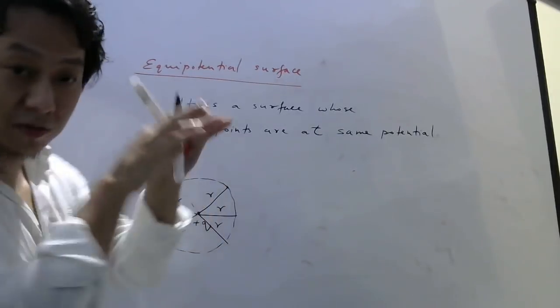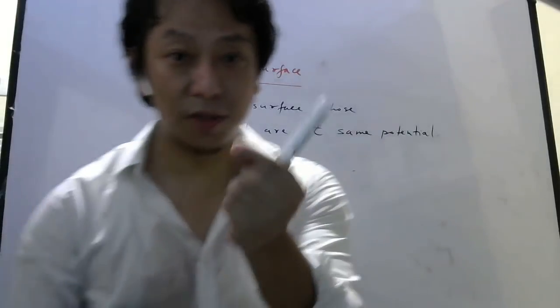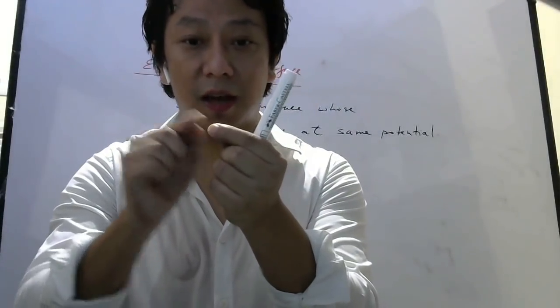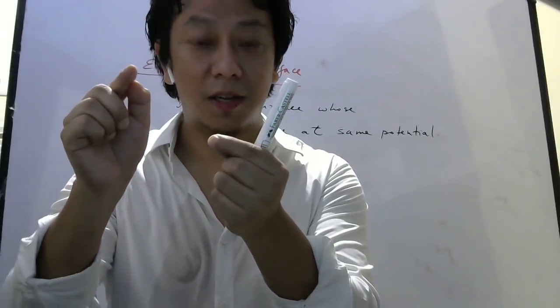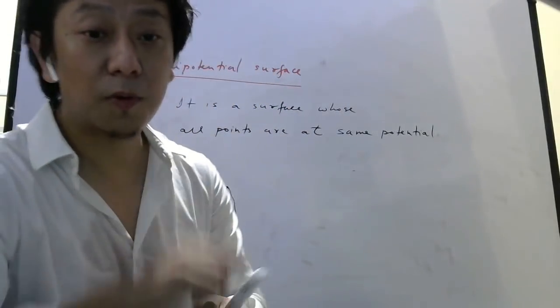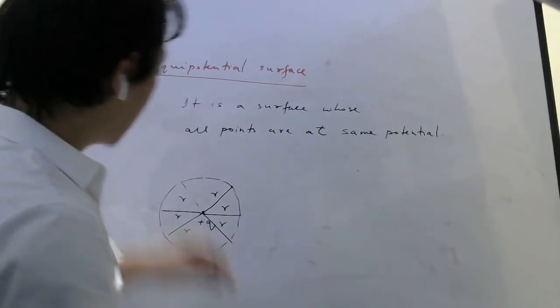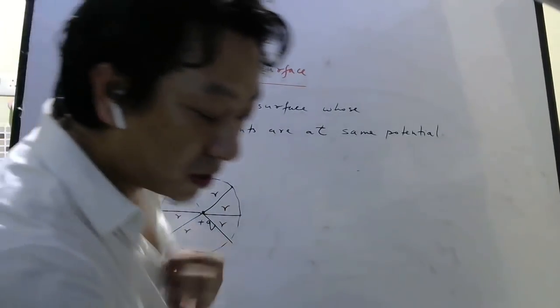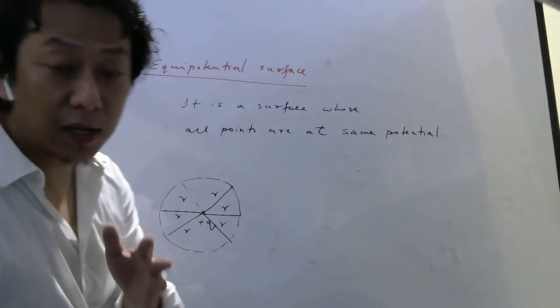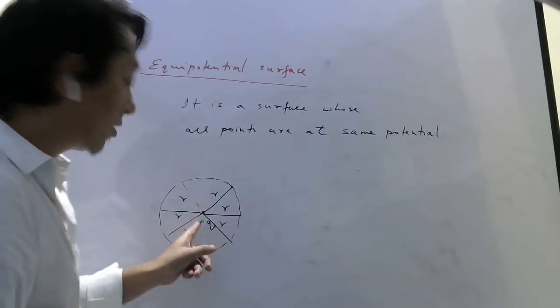But you can draw a sphere also, no? So if you take a point charge, imagine this is your point charge and you take a point at a distance r, if you ask what is the potential, and then you make a sphere of radius r, then all the points will be at same potential. Okay. So for a point charge, how will the equipotential surface look like? It will look like spheres with the source charge as center.